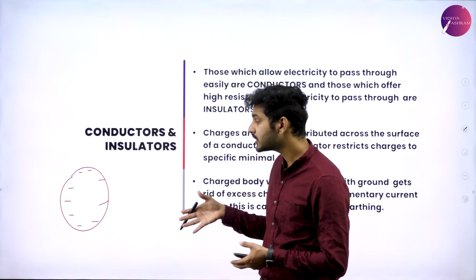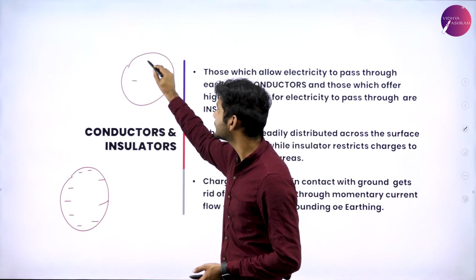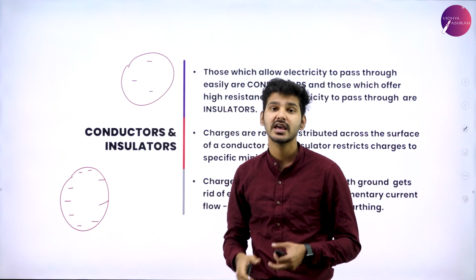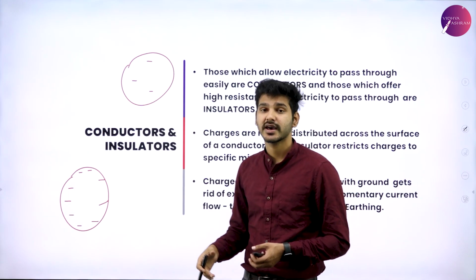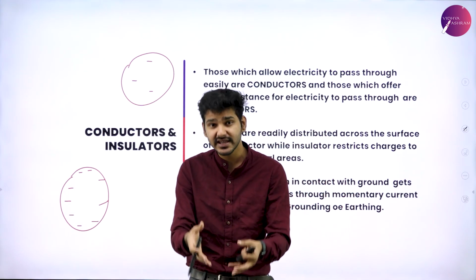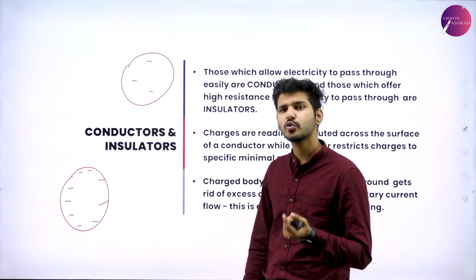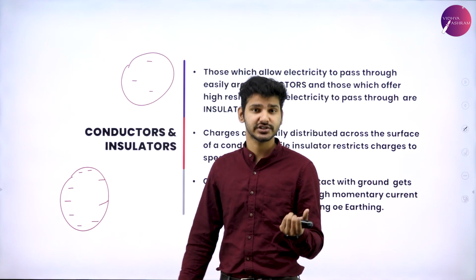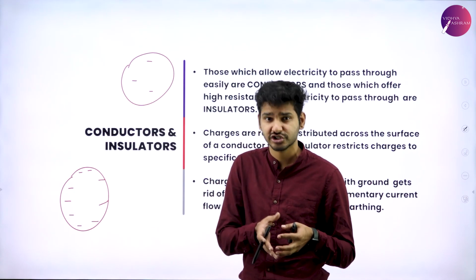But in certain other materials, charges will be concentrated in specific regions and won't be distributed evenly. These materials are known as insulators, and those materials which can conduct electric current very easily are known as conductors. So there is a question: how do you know when materials are charged or not charged? How did Benjamin Franklin know?